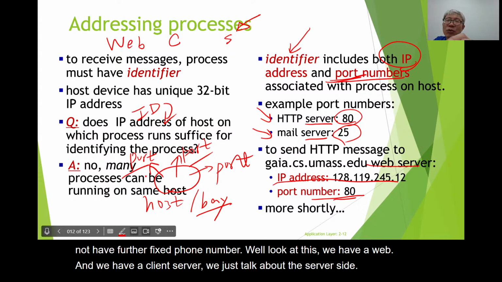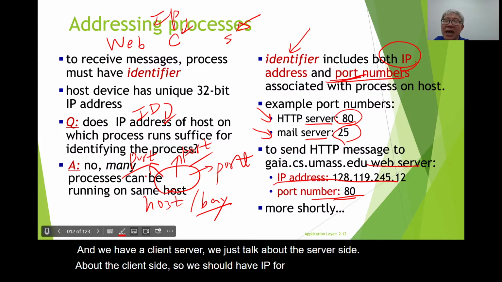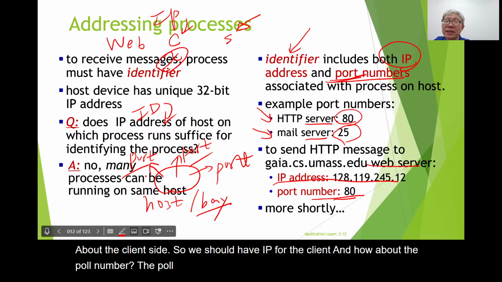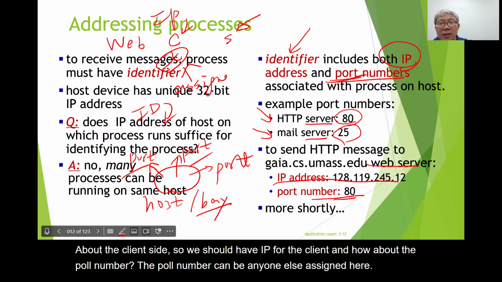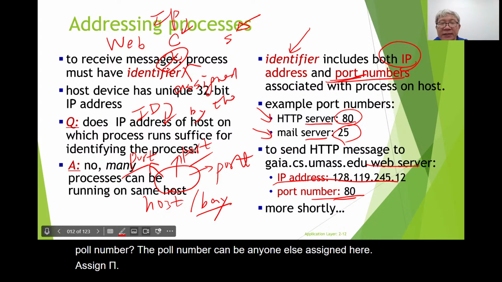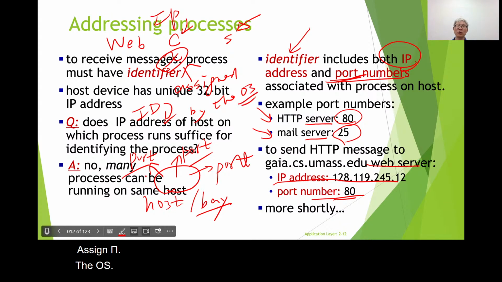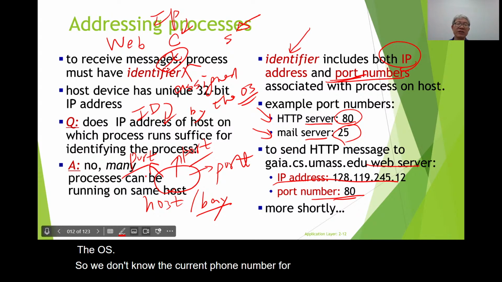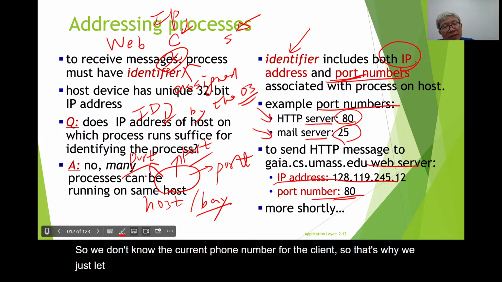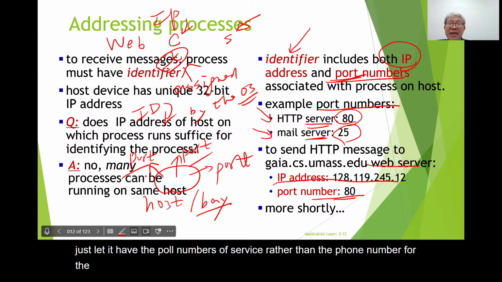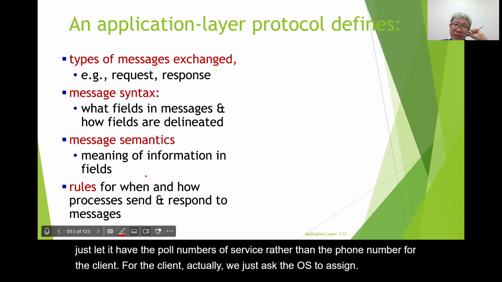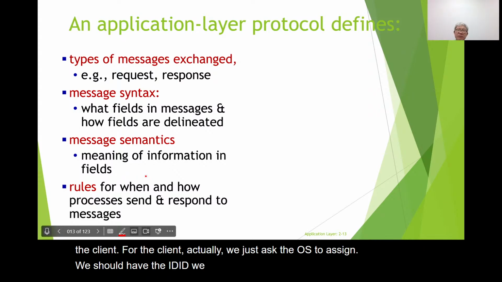About the client side, we should have an IP for the client. And how about the port number? The port number can be any, assigned by the OS. So we don't know the port number for the client. That's why we have fixed port numbers for servers rather than for the client. For the client, we just ask the OS to assign. So we have the ID, which is IP plus port number.